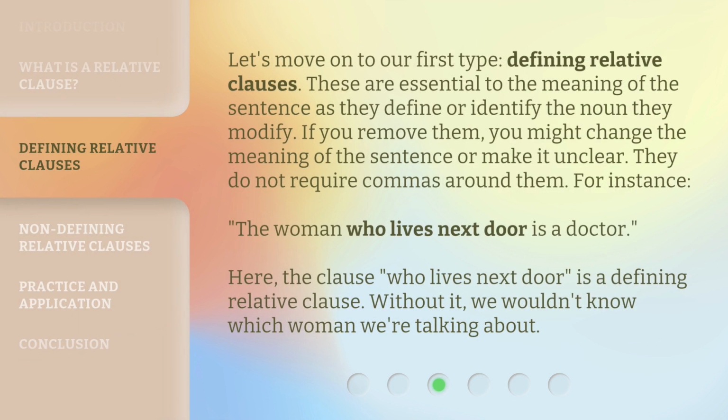Let's move on to our first type: defining relative clauses. These are essential to the meaning of the sentence as they define or identify the noun they modify. If you remove them, you might change the meaning of the sentence or make it unclear. They do not require commas around them.